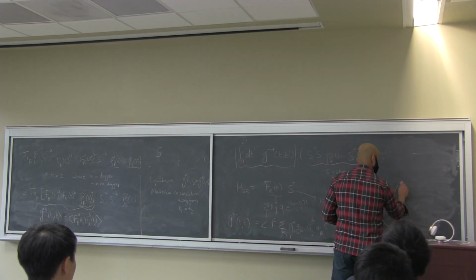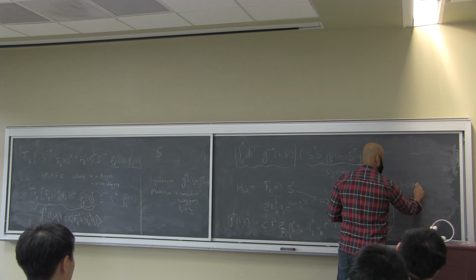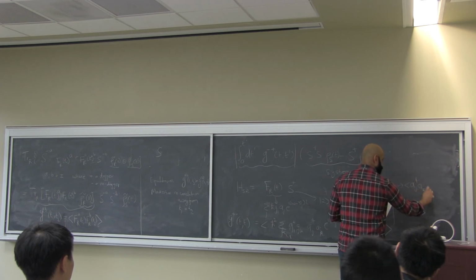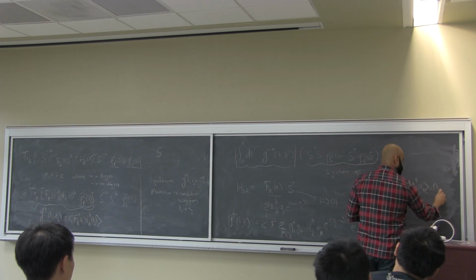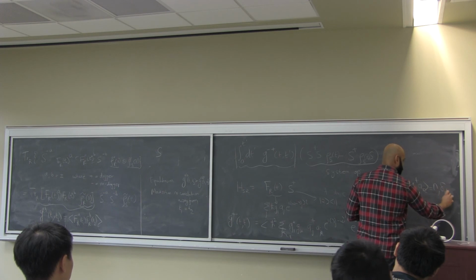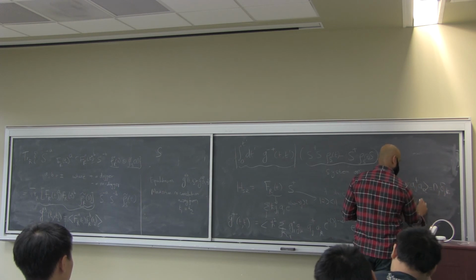This gives you the expectation of a_j dagger a_k, which is just n_j delta_jk for a thermal reservoir.